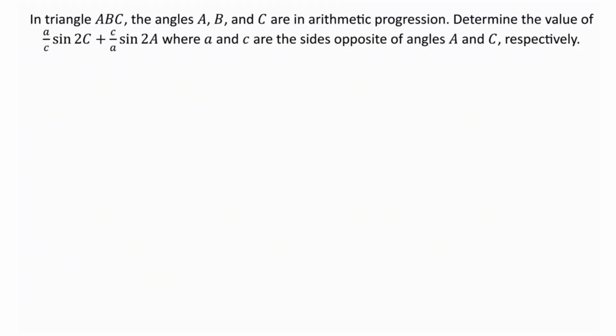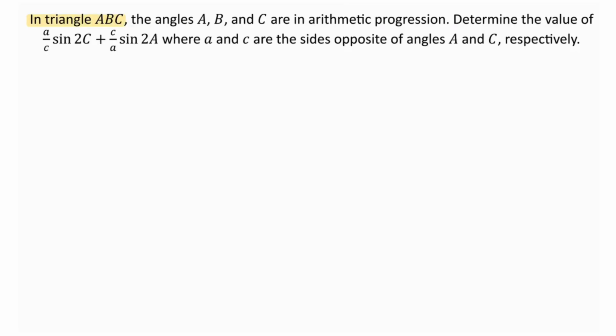Today's video: in triangle ABC, the angles A, B, and C are in arithmetic progression. Determine the value of this expression, a over c times sine of 2C plus c over a times sine of 2A, where a and c are sides opposite of angles A and C, respectively. So let's break this down by looking at what we know so far.